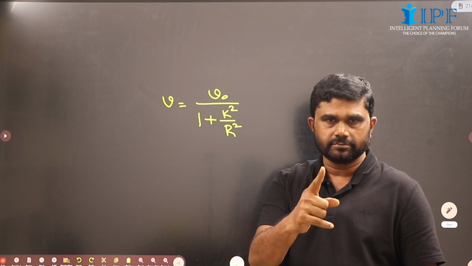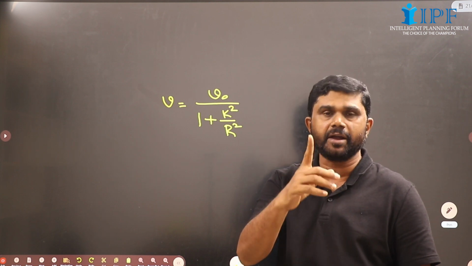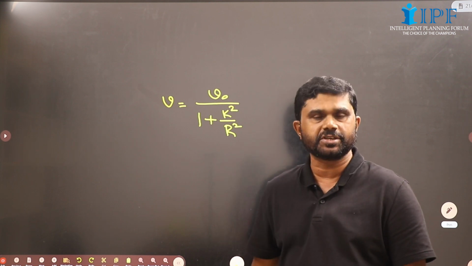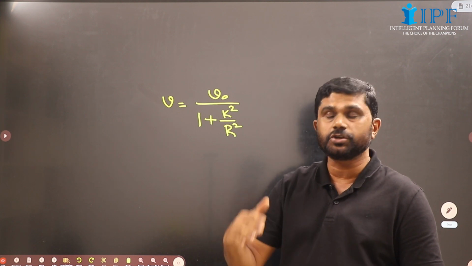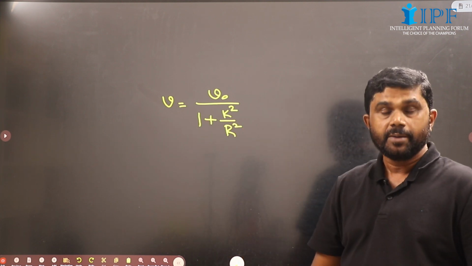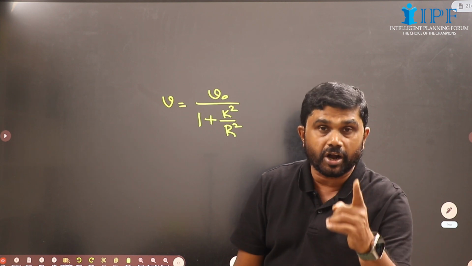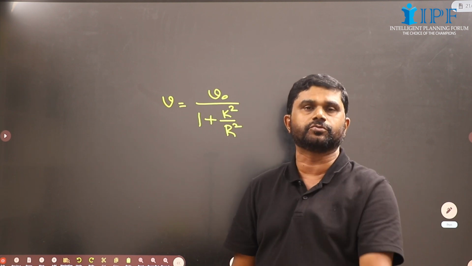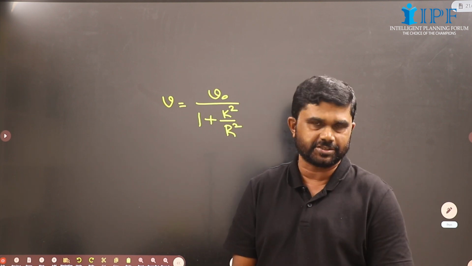If it is a ring, its moment of inertia is mr square, so k square by r square is 1. So its velocity will be v0 by 1 plus 1, which means v0 by 2. This means a ring will start pure rolling when its velocity falls to half of its initial velocity.